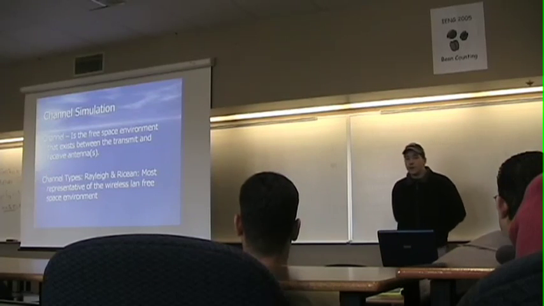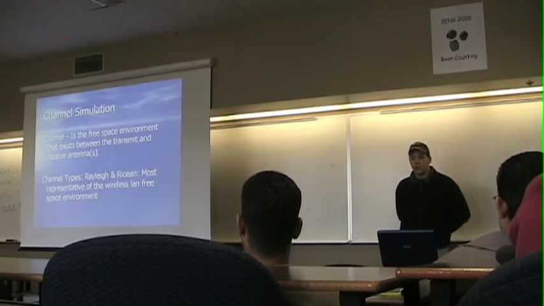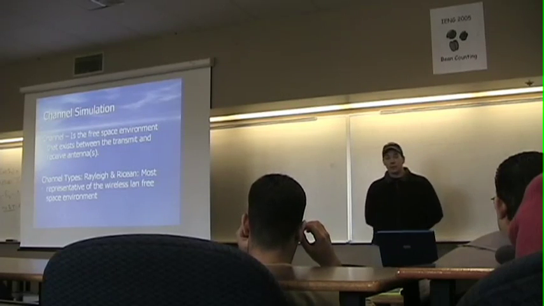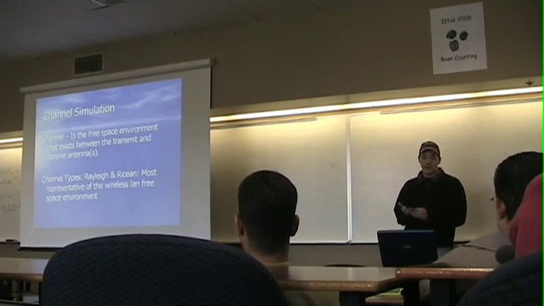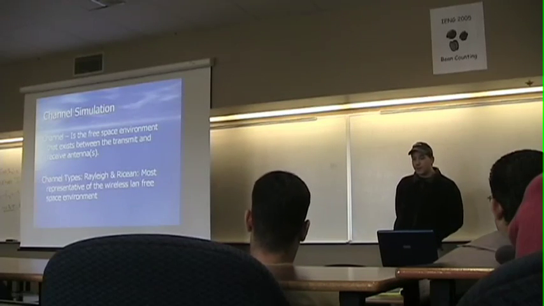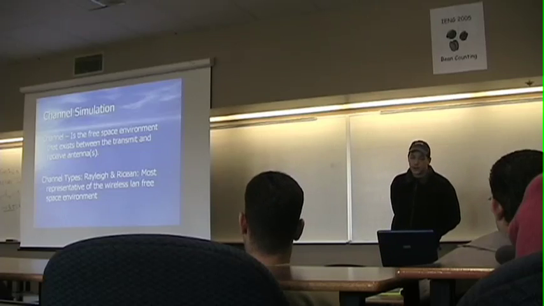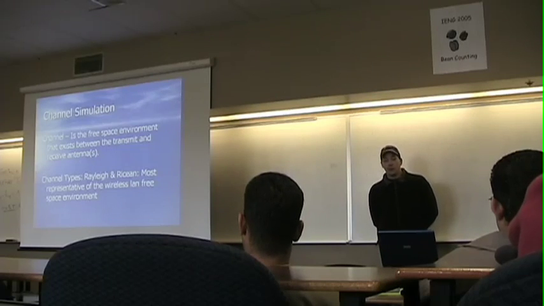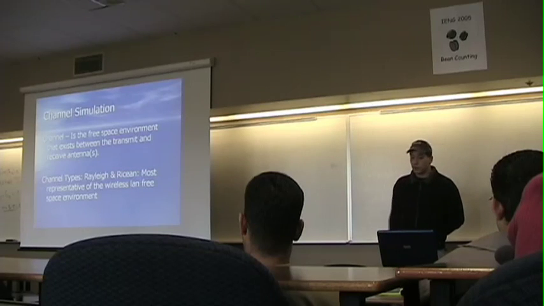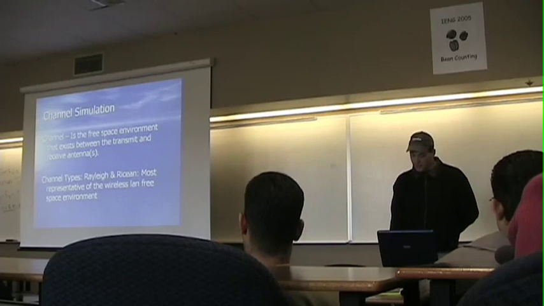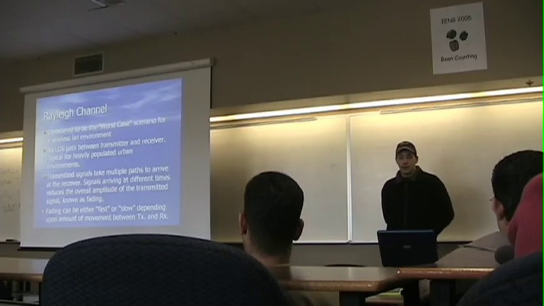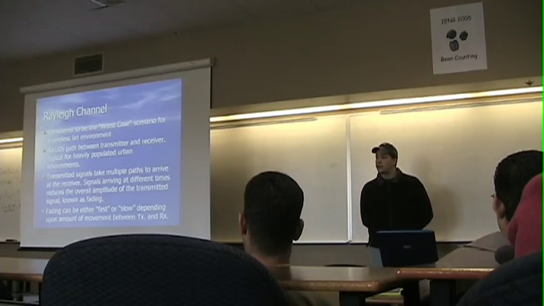So I'm going to talk now about the type of channel that we're going to use for this project. When I talk about the channel, I'm actually referring to the free space environment that exists between the transmitter and the receiver. So the 2 types of channels that were selected for this project are the relay channel and the Reagh channel. And these 2 types of channels were picked because they're actually most representative of the wireless LAN free space environment. The relay channel is actually considered to be the worst case scenario for a wireless LAN environment.